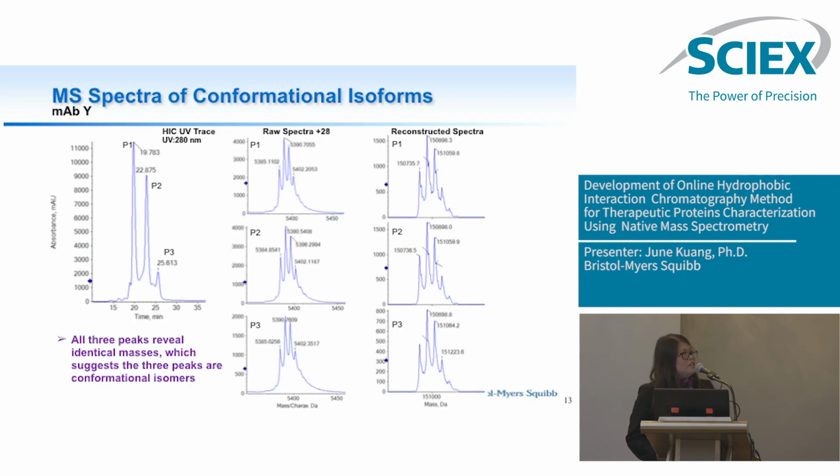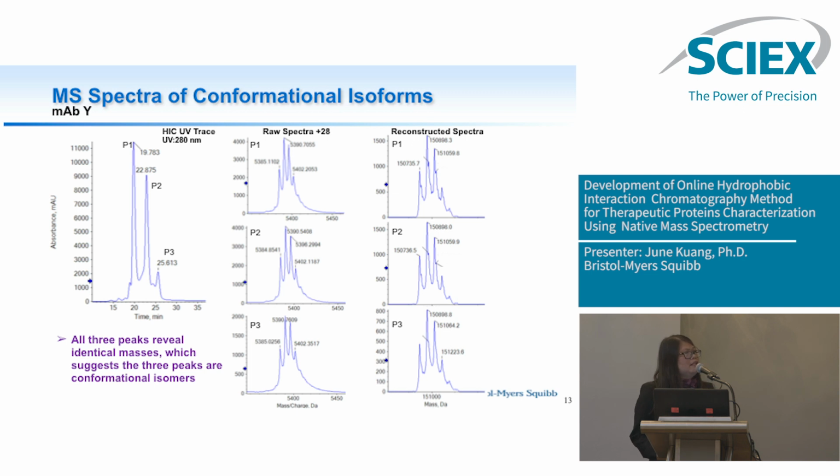As I mentioned earlier, we observed free peaks from one of the antibodies. So we tried to look at it, using the mass spec to look at all these free peaks in a native form. Based on the mass spec data, we can tell that those free peaks show identical mass.